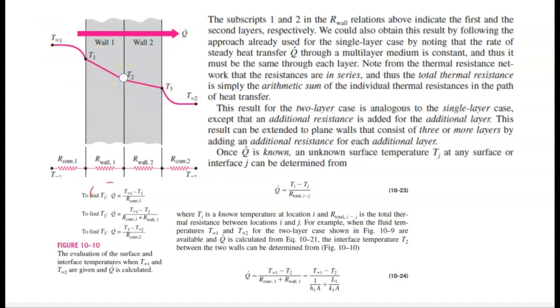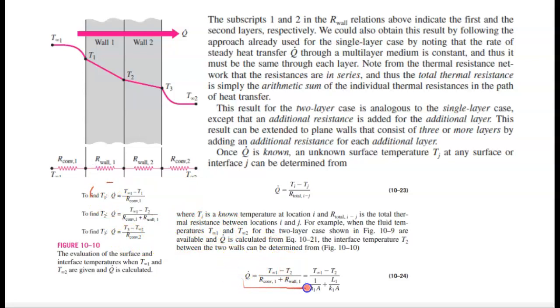If I want to find the T3, I'm just going to look from that side. I will say, T infinity 3, which is high temperature, minus that temperature, divided by the convection that is happening on this side, R of convection, and that's how I can find the T1, T2, and T3. So this formula is quite important.